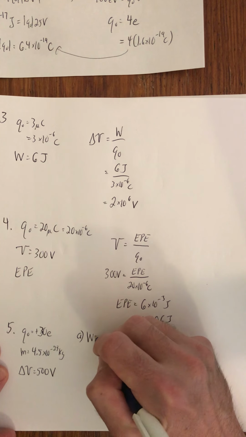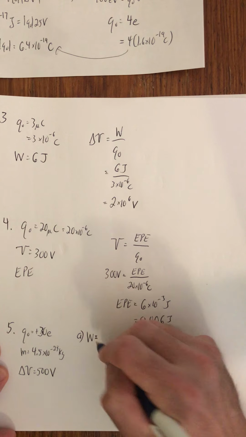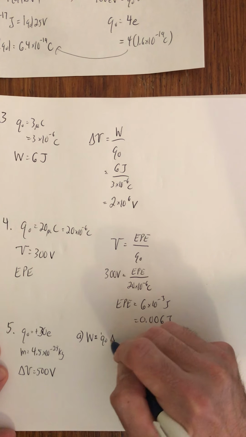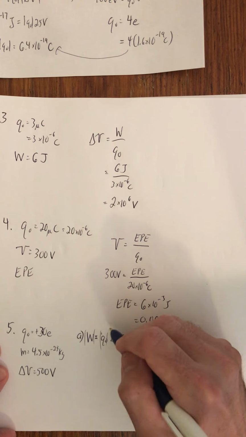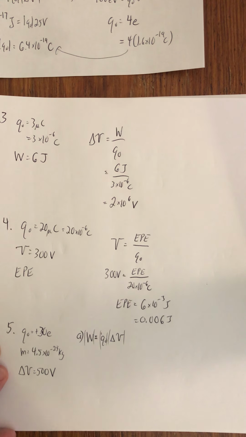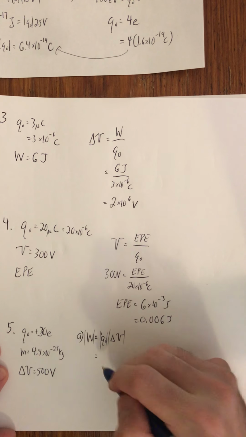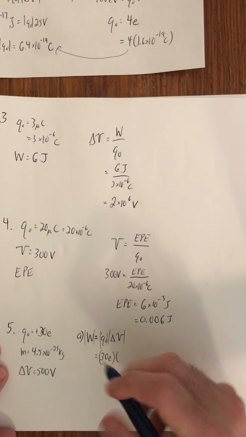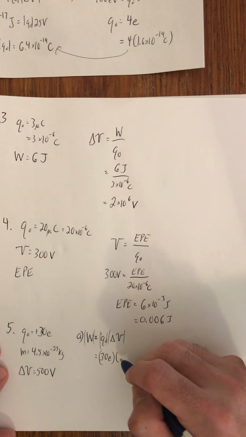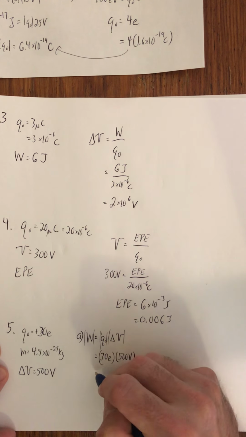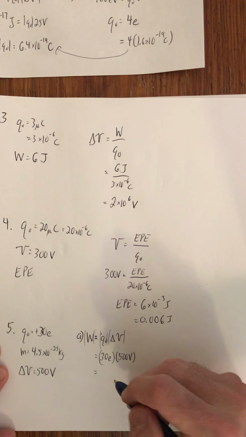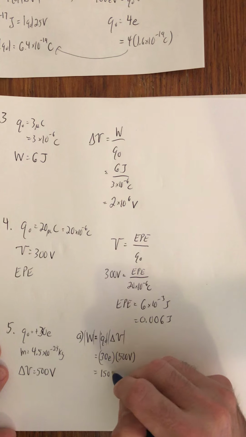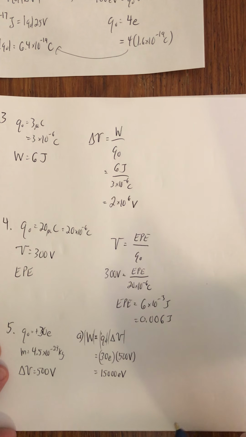A, work equals Q naught delta V. Once again, we're not dealing with signs because the sign conventions get really freaky here. So let's just do this in electron volts. So I'm going to put in my charge in elementary charges. So what is that? That's 15,000 EV. All right, cool.